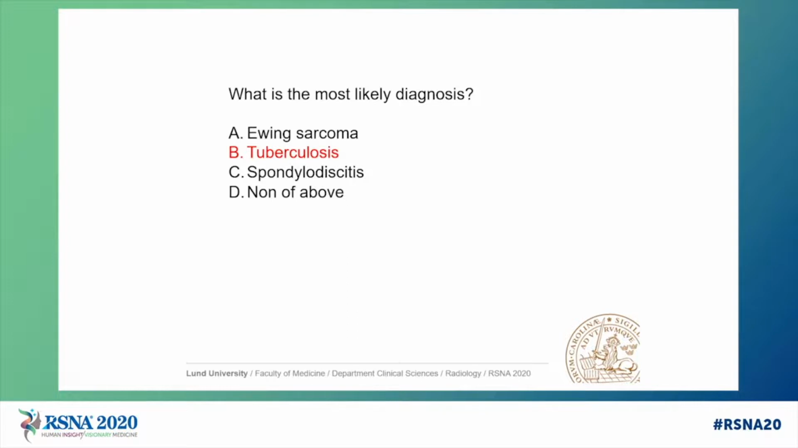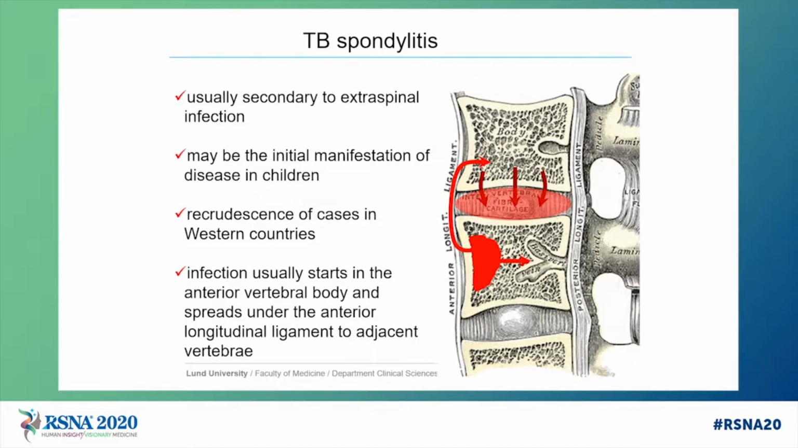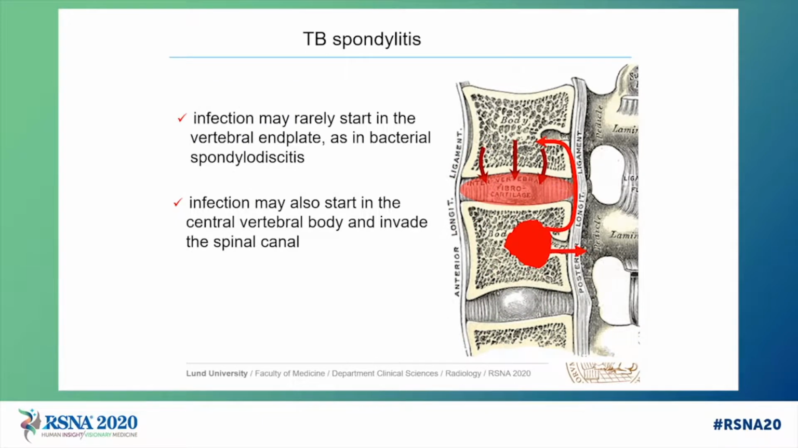So tuberculosis usually is secondary to extraspinal infection, but may in children be the initial manifestation. It's increasing in the Western world. Usually the infection starts in the anterior vertebral body and spreads under the anterior longitudinal ligament to adjacent vertebra. Rarely it could start in the vertebral body and spread like a bacterial spondylodiscitis, or even start in the vertebral body and invade the spinal canal alone.